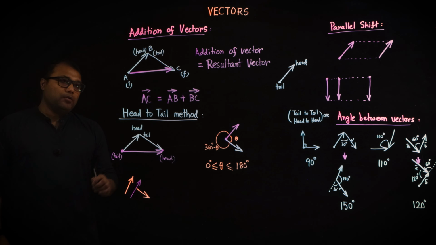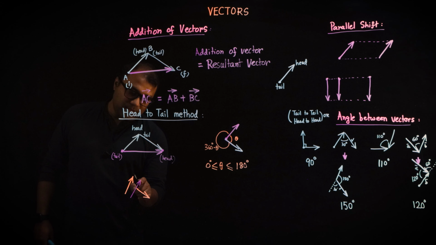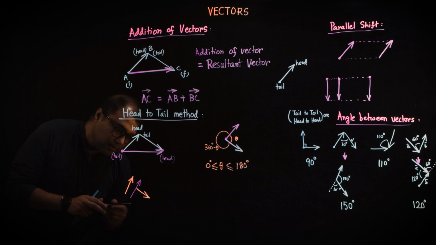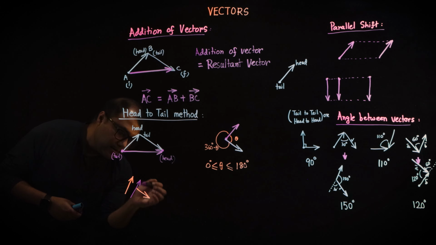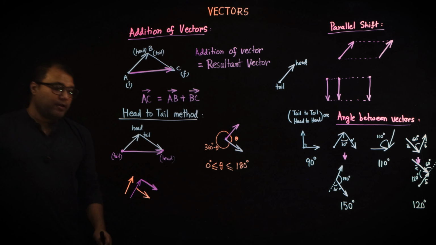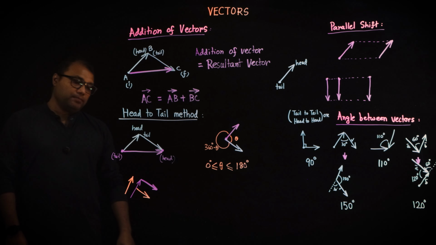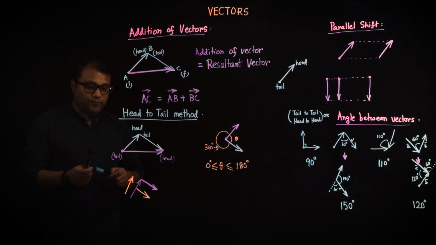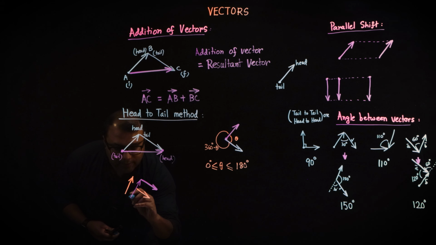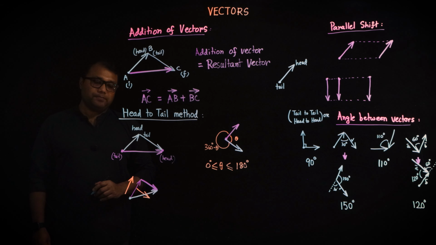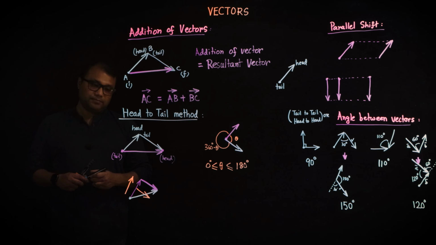Okay, my goal is to connect the head of this vector to the tail of this vector. So this vector, now I can move it parallelly here. Now I have connected the head of the first vector to the tail of the second vector. Now to find the resultant vector, I connect the tail of the first vector to the head of the second vector. This is my resultant.